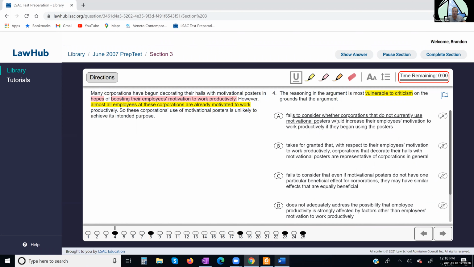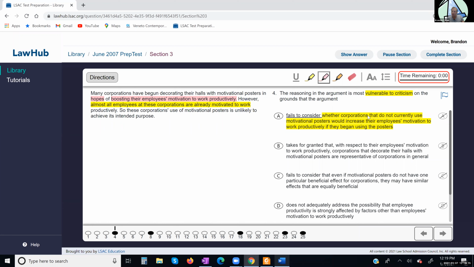Okay, understanding fails to consider that, it presents weakened type language. Now, if we look at this, fails to consider whether corporations do not. So the question is, would this be something that would, whether or not, be weakening the argument? Whether corporations that do not use. So I was really looking for the right explanation here. And the thing is, this is about the extended subject matter idea of this answer. It's a close answer.